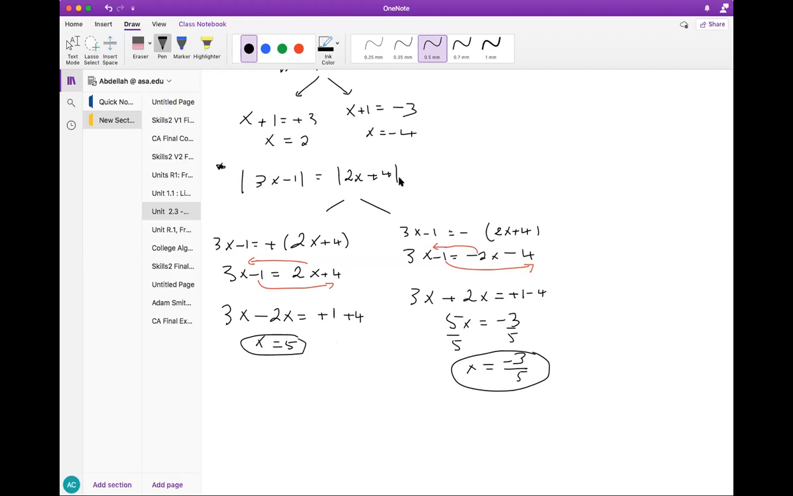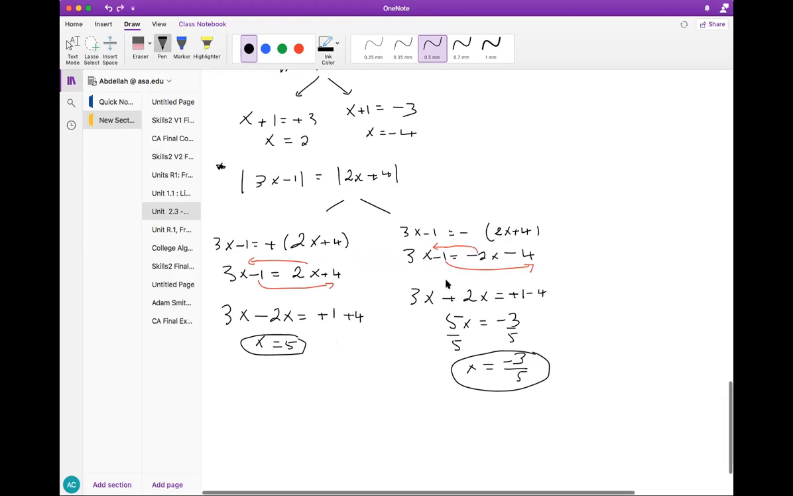So keep everything the same, just drop the absolute values, all of them, and one equation will have a plus, one equation will have a negative here, but make sure you put the parentheses, okay? We drop the absolute values. These are just regular parentheses, so we distribute if we have something in front of them.